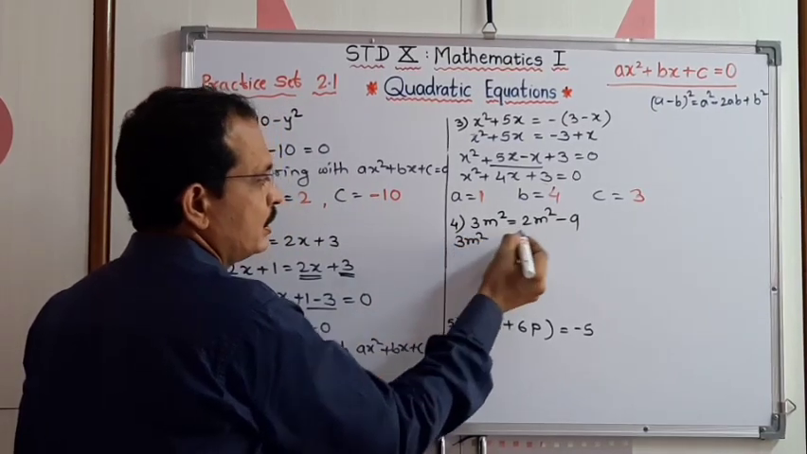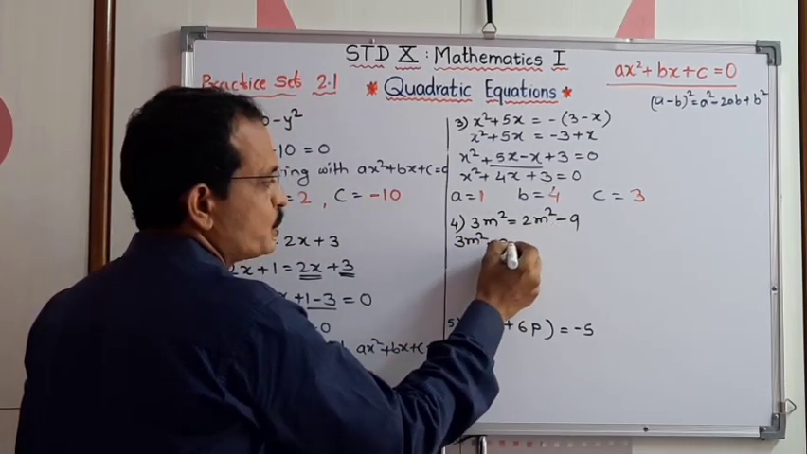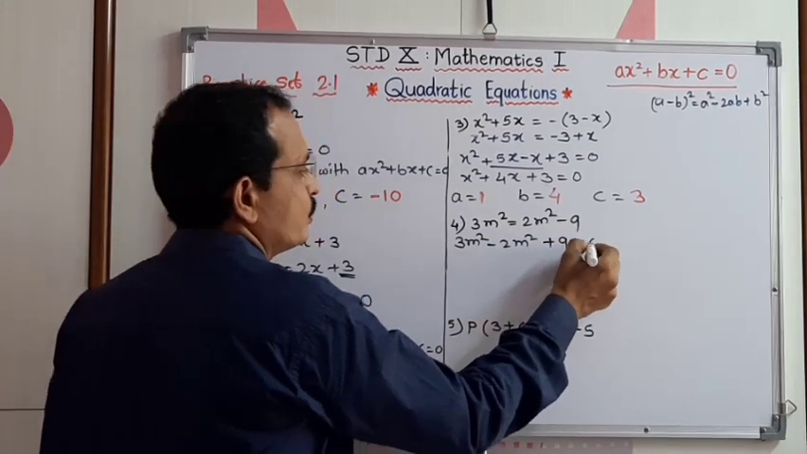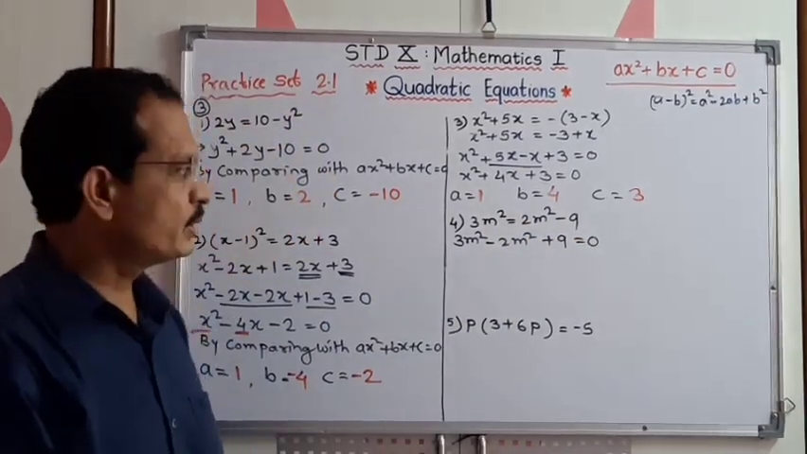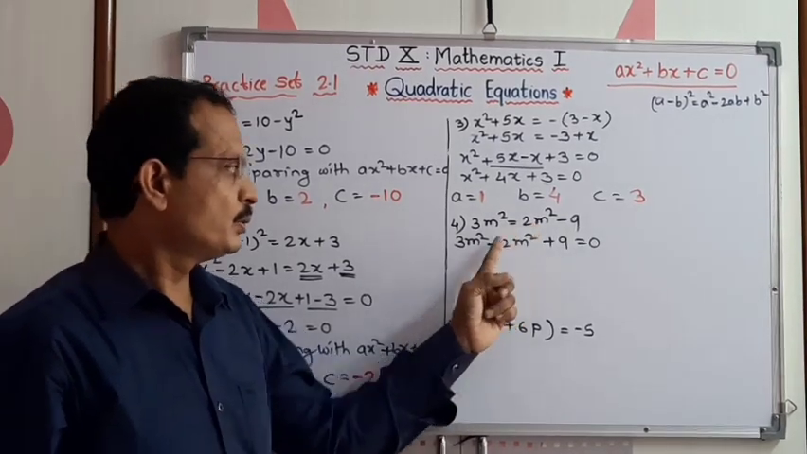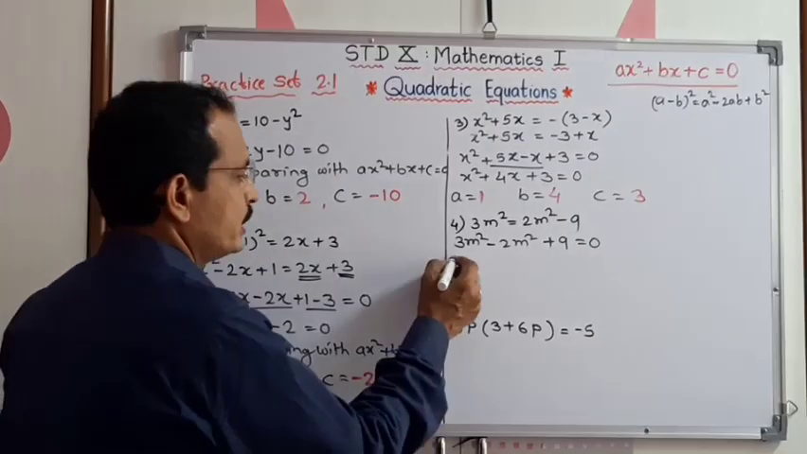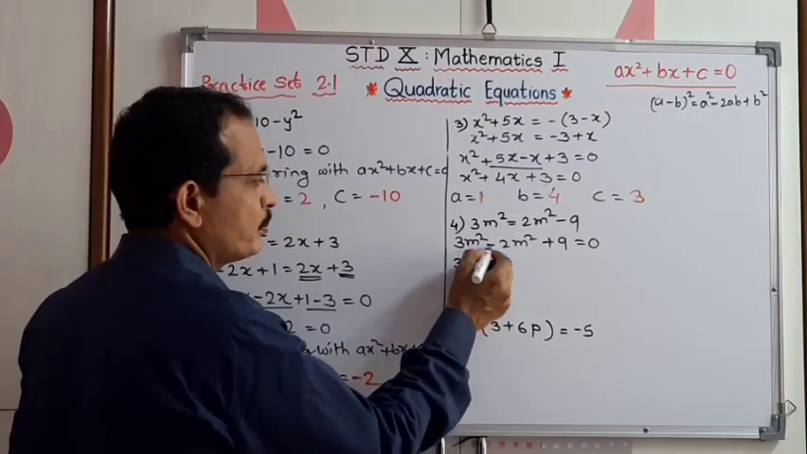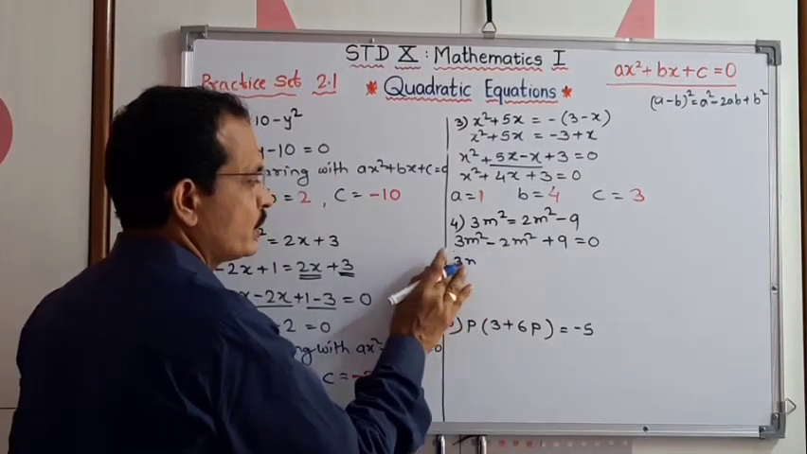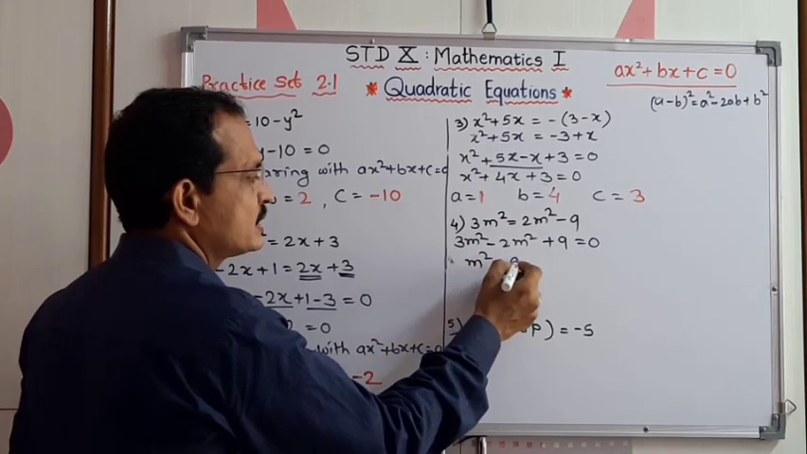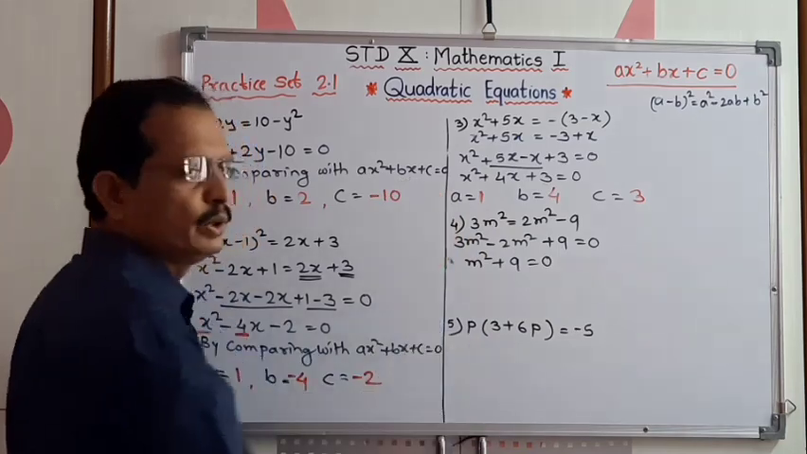3m square minus 2m square plus 9 equal to 0. I think everyone understood this. Minus 9 plus 9. Now it is 3m square minus 2m square, it is 1m square plus 9 equal to 0.